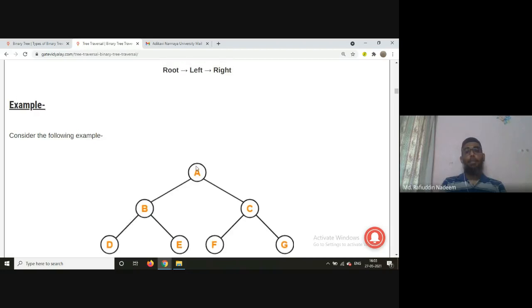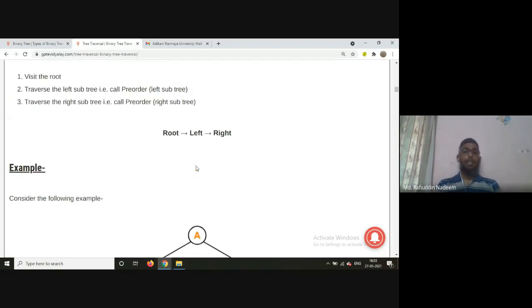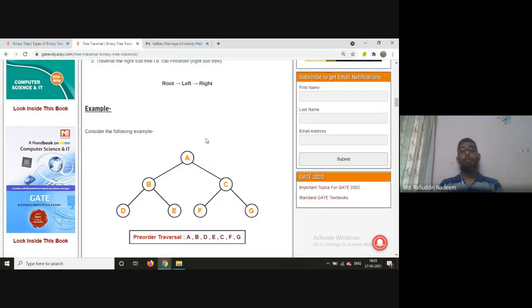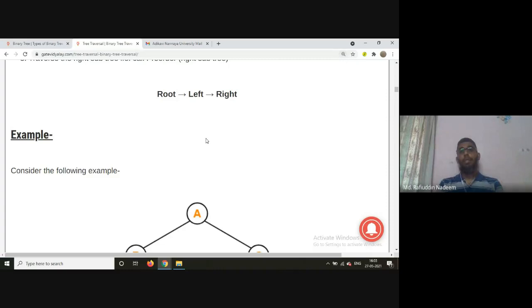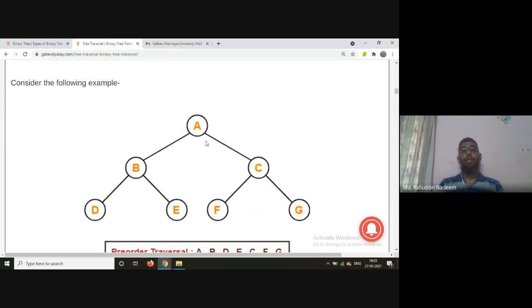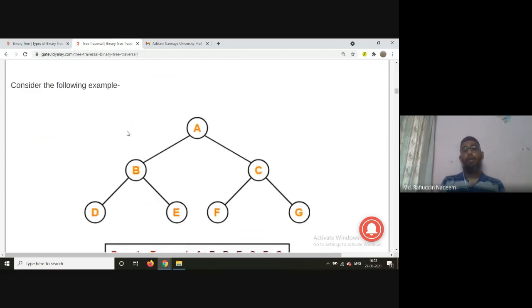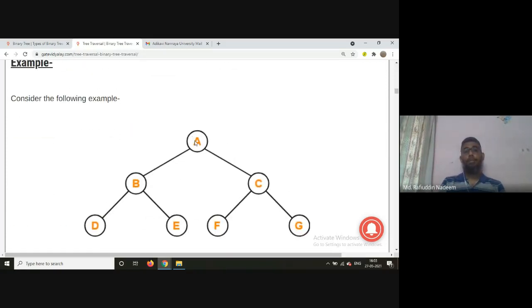So I repeat it once again. Just observe it very carefully. It states here that first you need to visit the root node, then traverse to the left subtree, which means recursively calling the algorithm, and after that recursively call the right subtree. So first I am visiting the root node. Here the root node is A. So I have visited A. Now for A, I have to go for the left side and the right side.